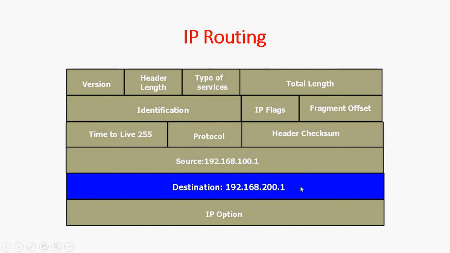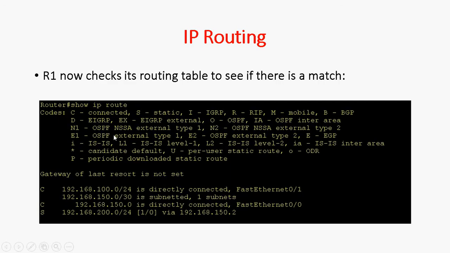192.168.200.1. So now R1 checks its routing table: do we have an entry or not? 192.168.200.0/24, so we have an entry. The next hop is 192.168.150.2. We can learn this network through static routing, that's why here it's showing yes.